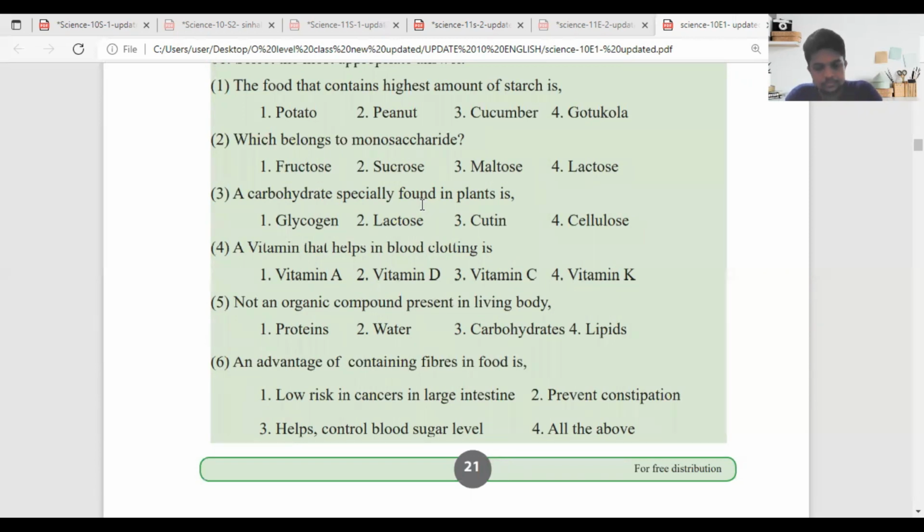The food that contains the highest amount of starch is potato. Your answer is potato. Yeah, that is the correct one. What are the other answers? Read the others also.